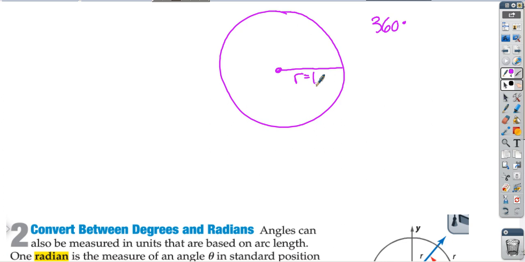We also know that there's another way of describing distance around a circle. We can not only describe it in degrees, but we could describe it in terms of circumference, and the circumference is the same as 2 pi times the radius. So what does that actually mean? What it means is this.